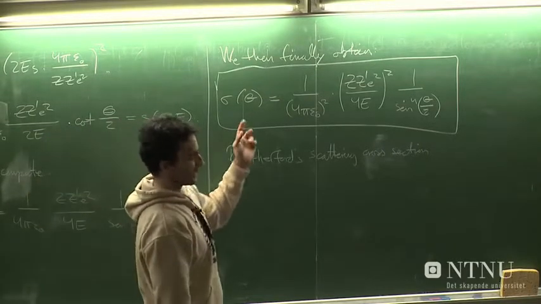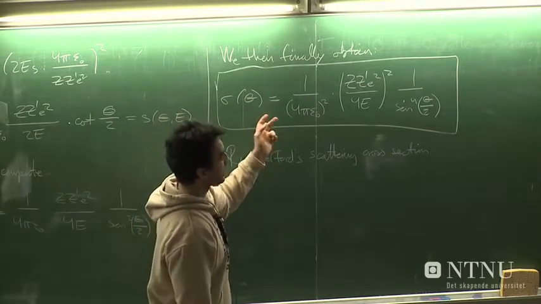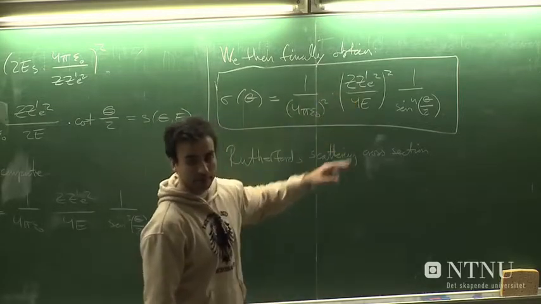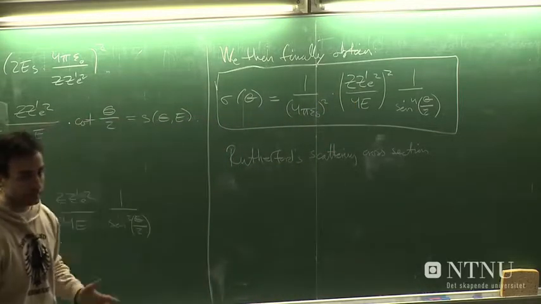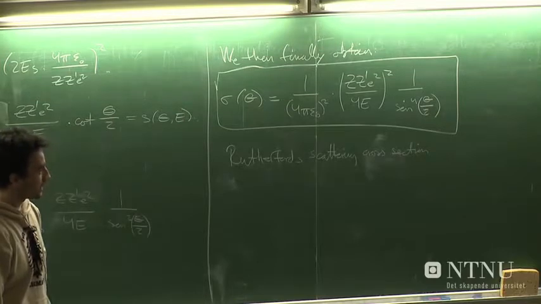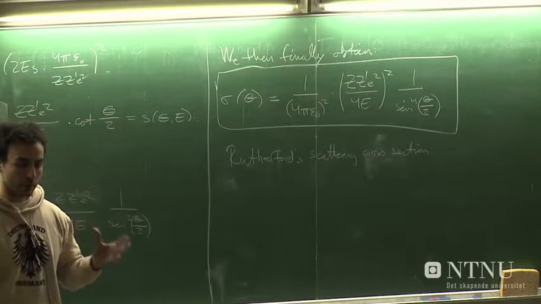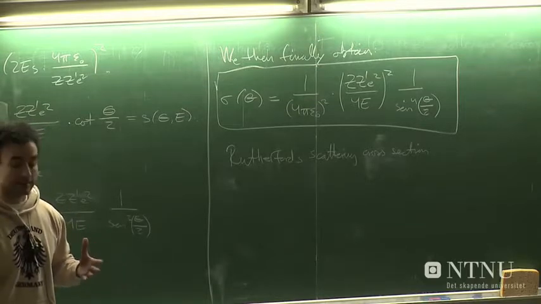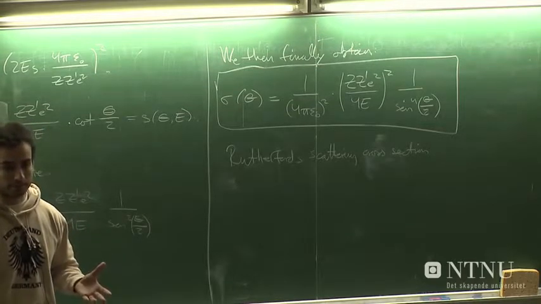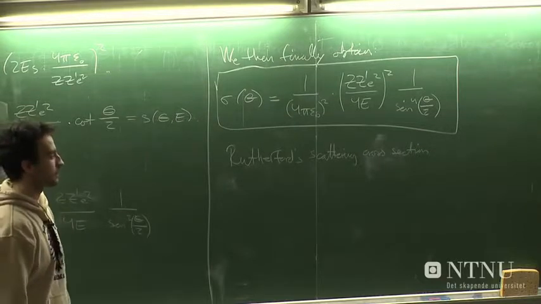First of all, we see that the scattering cross-section is proportional to the strength or the magnitude of the charges. Well, this seems reasonable because the stronger the charges are, the stronger the scattering should be. So that seems okay.